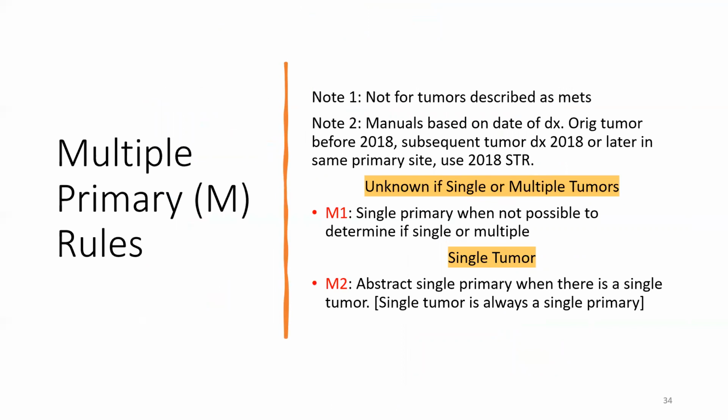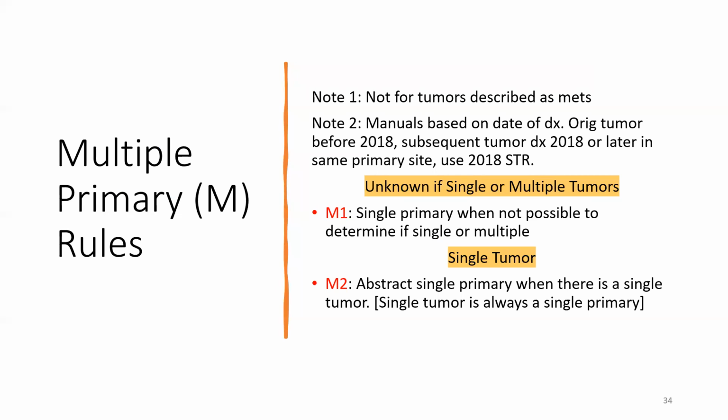Okay, so after table 3 and the diagrams, we get to the M rules. Always start in the multiple primary rules. Figure out how many tumors or abstracts you have first. Then go to the histology rules to figure out the histology of the tumor you have.